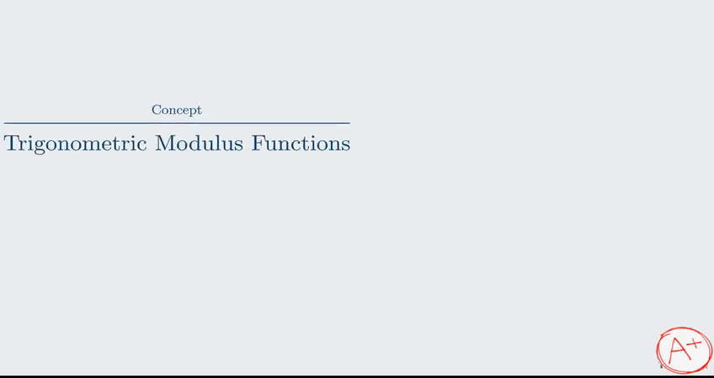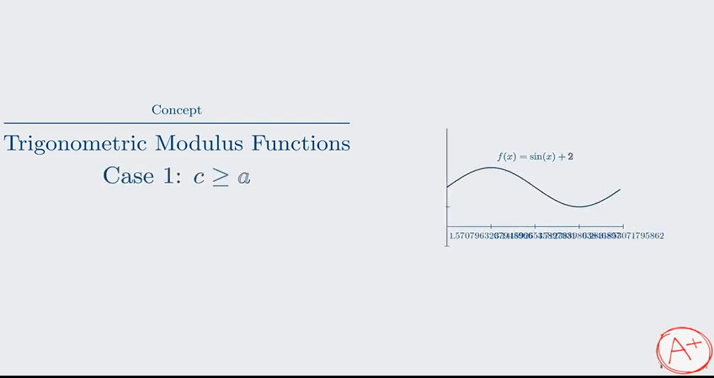Trigonometric functions follow the same reflection principle, but the result depends heavily on the vertical shift, which we call c. If the vertical shift c is greater than or equal to the amplitude a, the entire wave is already above the x-axis. In this case, the modulus doesn't change the graph at all.